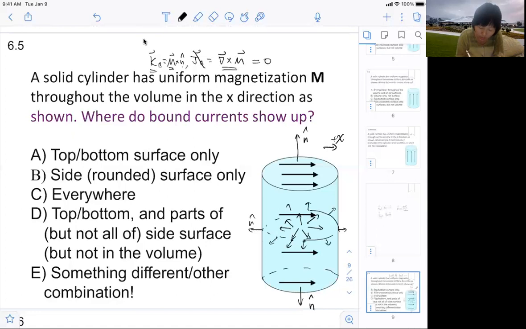So what do we conclude about the side surface? Do you think we have some surface current on the side surface? Yes, everywhere. You have current on the side surface because at some places on the side, when M is not entirely parallel to the n hat, there will be a non-zero cross product. But is it on all the side surface? So everywhere, or is it only on part of the side surface?